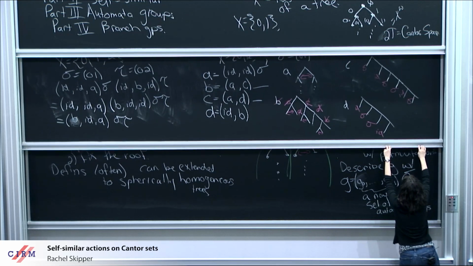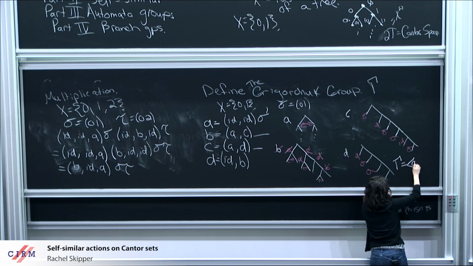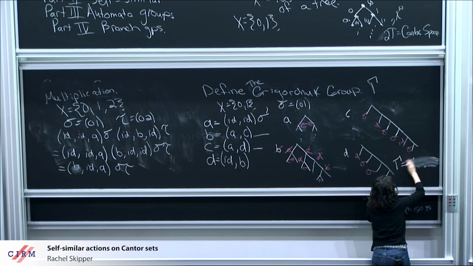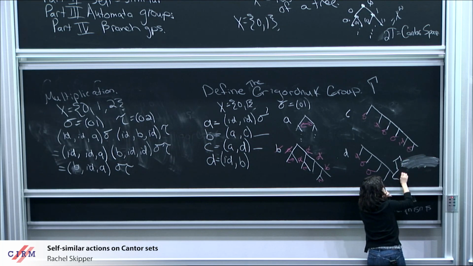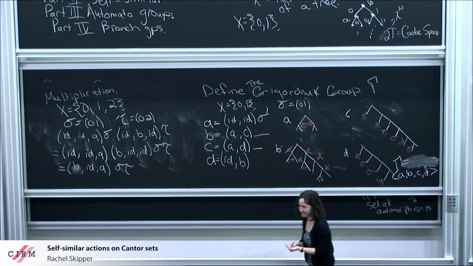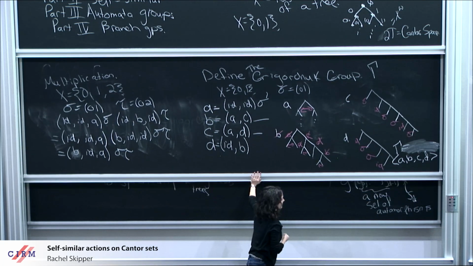Actually, before I put this up, I have not actually defined the Grigorchuk group. So the Grigorchuk group is just the group generated by A, B, C, and D. That's it. We have defined the Grigorchuk group. All right, we're going to make a bunch of observations here, though.